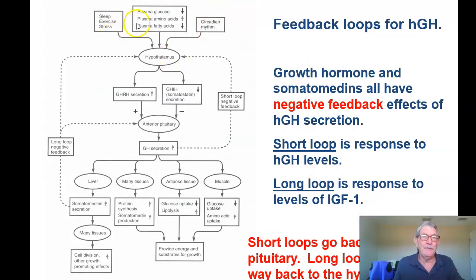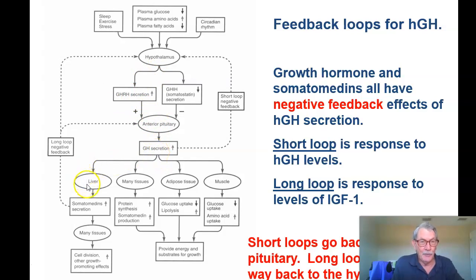And here's the negative feedback. Okay, well, this is actually a pretty good slide. So, here are things that will increase or decrease your likelihood of making more growth hormone. Where's it going to go? The hypothalamus. If the hypothalamus wants you to make growth hormone, what will it do? It'll send growth hormone releasing hormone down into the anterior pituitary, which will cause growth hormone to be released.